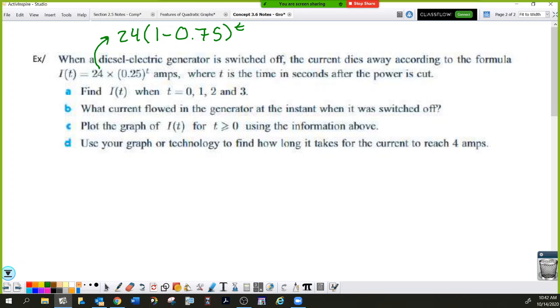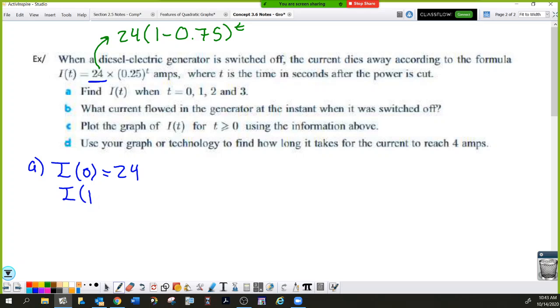So we've been told to find the current after 0, 1, 2, and 3 seconds. And you legitimately just plug it in: 0, 1, 2, 3. So for part A, I of 0 is the initial amount. It's the number on the front, as long as the exponent is a simple variable. If there's anything else up there, you've got to plug it in. But that's when t equals 0.